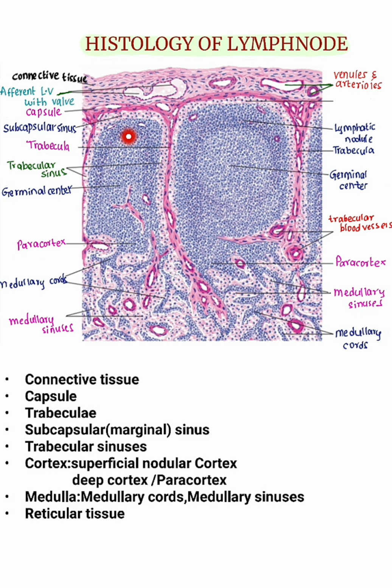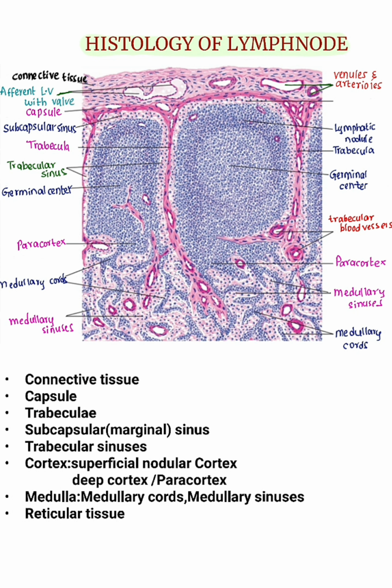Subcapsular sinus separates the cortex from the capsule. It is present just beneath the capsule. It is continuous with trabecular sinus. It receives lymph from afferent lymphatic vessel. Trabecular sinuses, they are present adjacent to trabeculae. They connect subcapsular sinus with medullary sinuses.